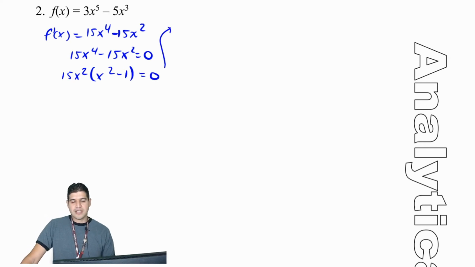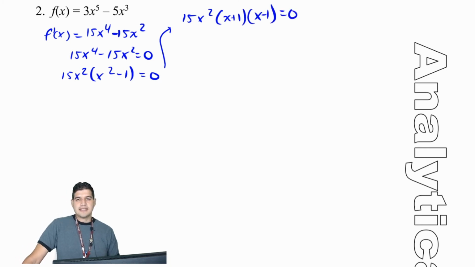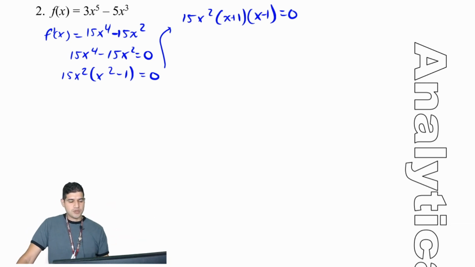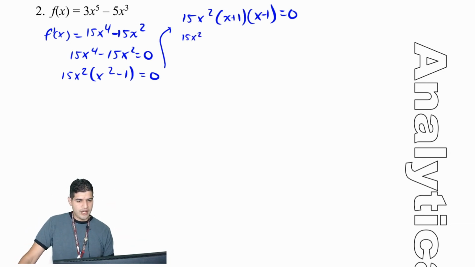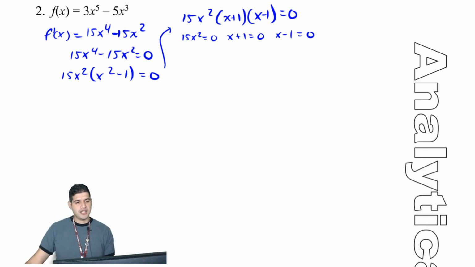That can actually get factored again. So let's see what I have now. So I got 15x squared, and then I have x plus 1, and I have x minus 1 equal to 0. And let's set each of those three factors equal to 0. So 15x squared equals 0, x plus 1 equals 0, and x minus 1 equals 0. So what's happening here is that I solve for each of these, and I get x equals 0, I get x equal to -1, and I get x equal to +1.